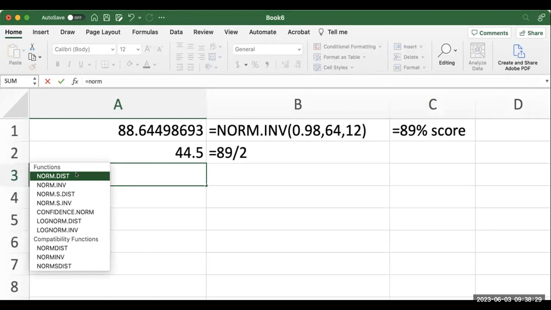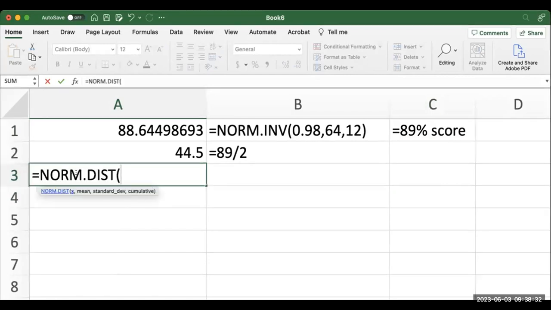If I give you a value, then you can find the probability. If you do the inverse problem, I give you the probability, and you can find the value. So I'm going to put in 44.5. Well, I guess I should just round it. Let's see what happens if I round it. So 45. And then the mean and standard deviation again are 64 and 12. And this will give me the percentile for the friend Hayden.